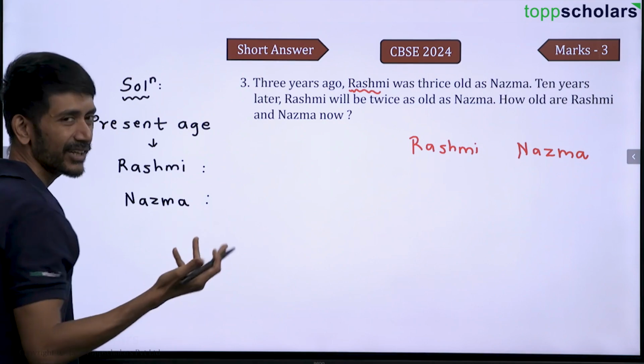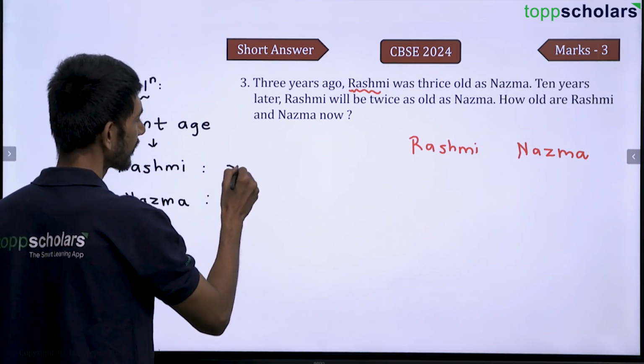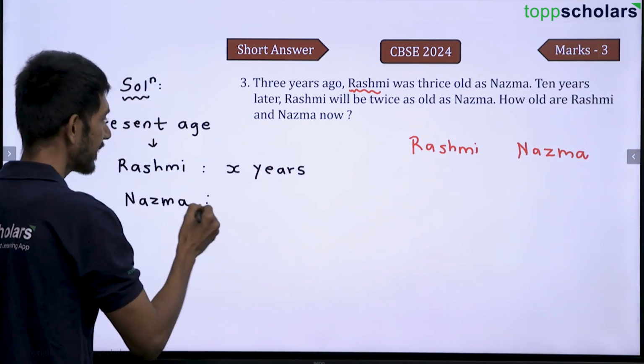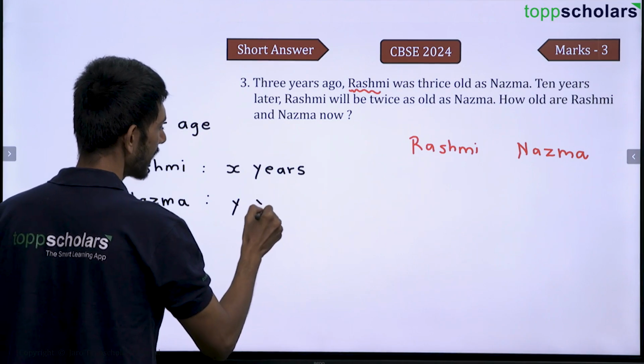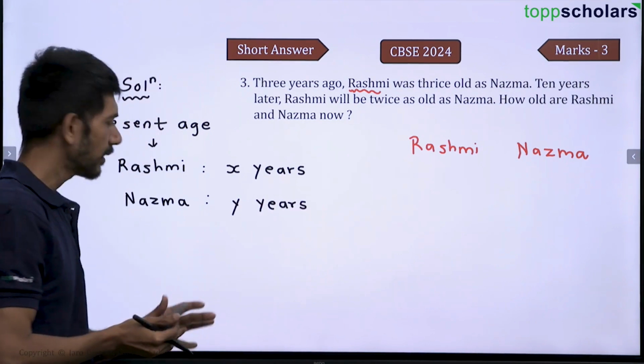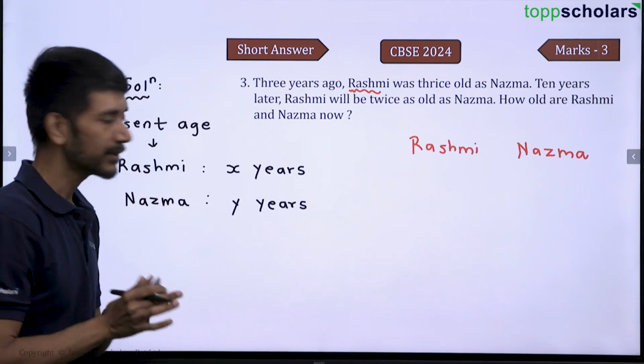You can take any of their ages as x. Let the present age of Rashmi be x years, and present age of Nazma be y years. Right? Rashmi's present age is x years. Nazma's present age is y years.